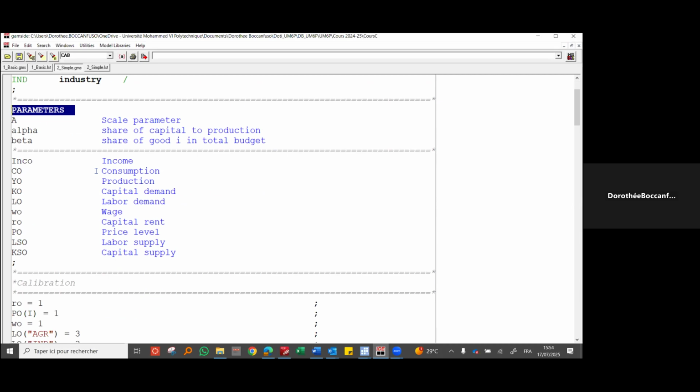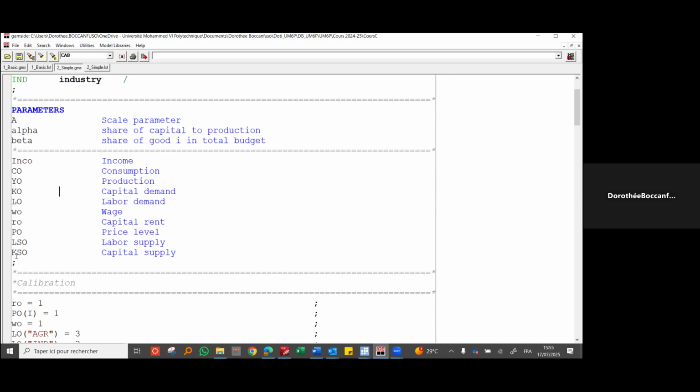When I do that, it's because the reference situation, the data that I have in the matrix, is the reference data. It's the base data, the data that I know. And the convention is to put the name of the variable, income, consumption, production, capital demand, labor demand, wage, and so on, and to add an O at the end. It's an O for origin, the data at the origin period. Then I have the variables, but in the model, I declare these variables at the reference period as a parameter.